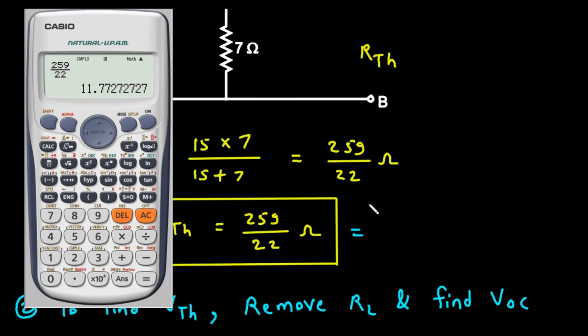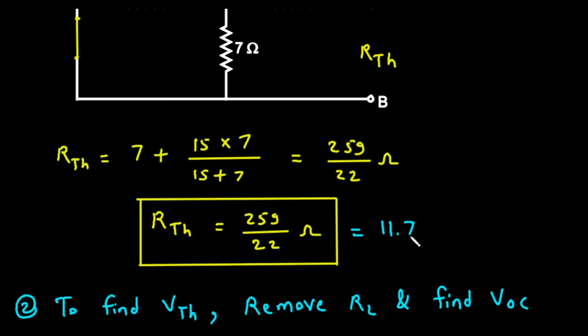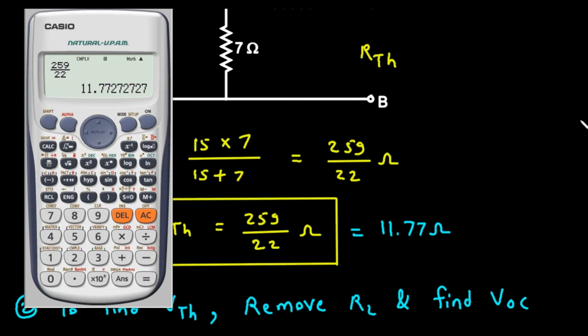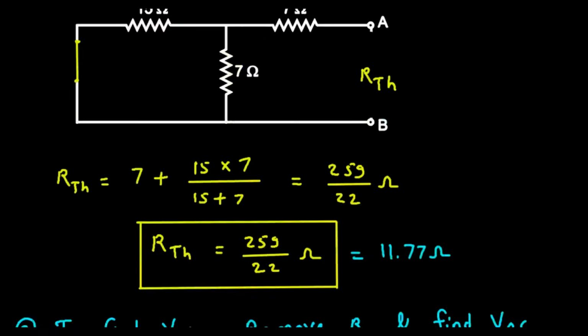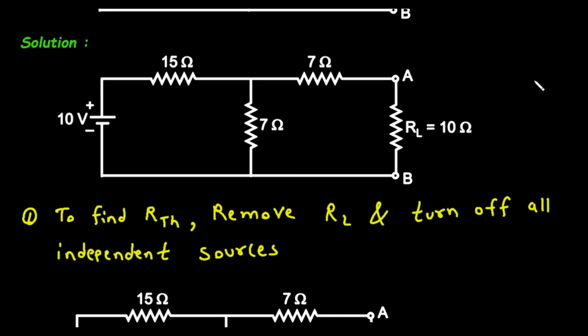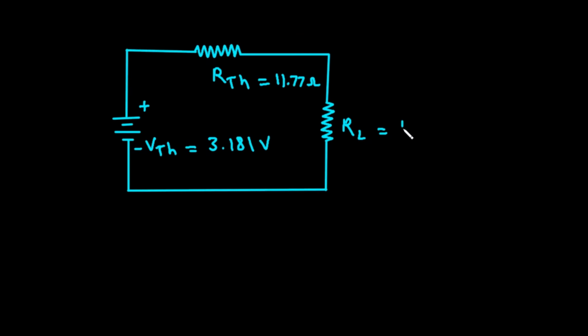So it is 11.77 ohm. And the value of RL, here we can see the value of RL is 10 ohm. Now we can easily find the value of current IL. So the direction of current IL will be like this, because the positive terminal is here. So the current flows from the positive terminal to the negative terminal. So IL will be like this.